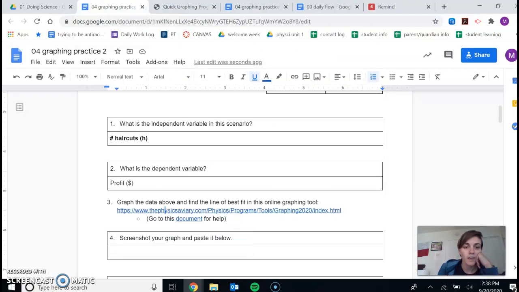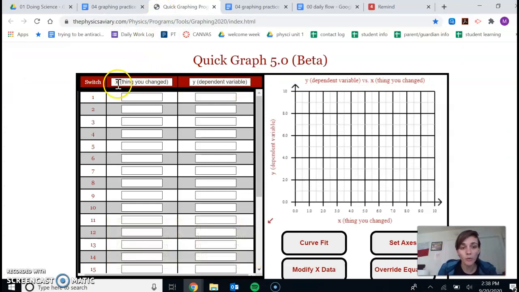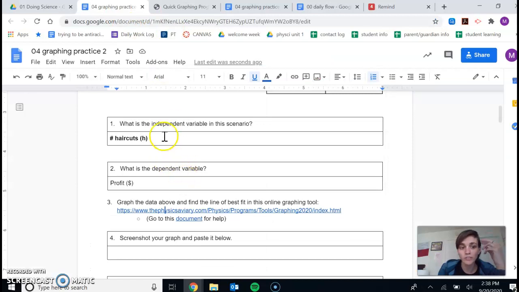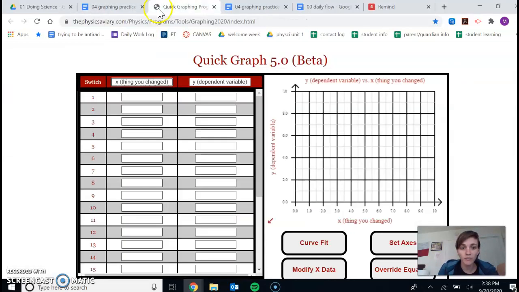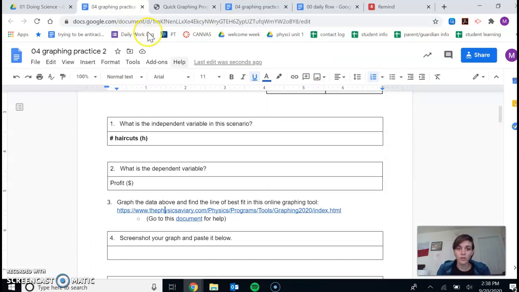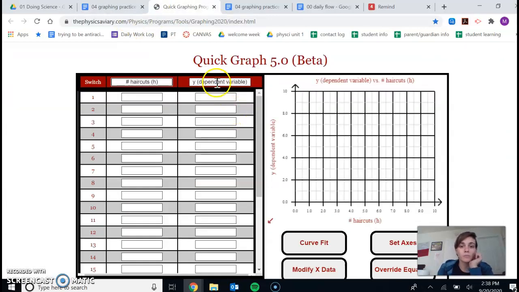Okay. And it's really important, the first thing we always do is we change our axes, right? We change them from X and Y into whatever fits the scenario. So independent variable is going to be up here, number of haircuts, and my units are H. And then dependent variable is profit, and units are dollar sign. Okay, so make sure that your graph has profit versus number of haircuts. Haircuts on the bottom, profit on the side.